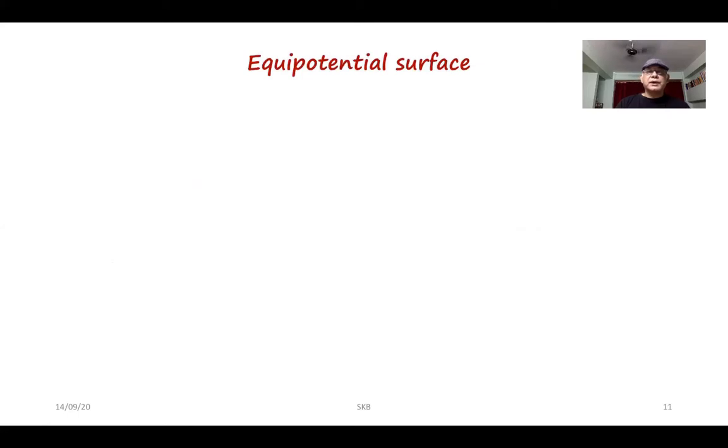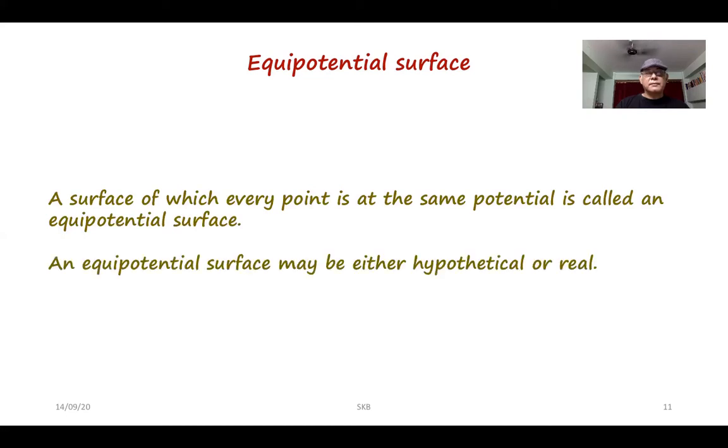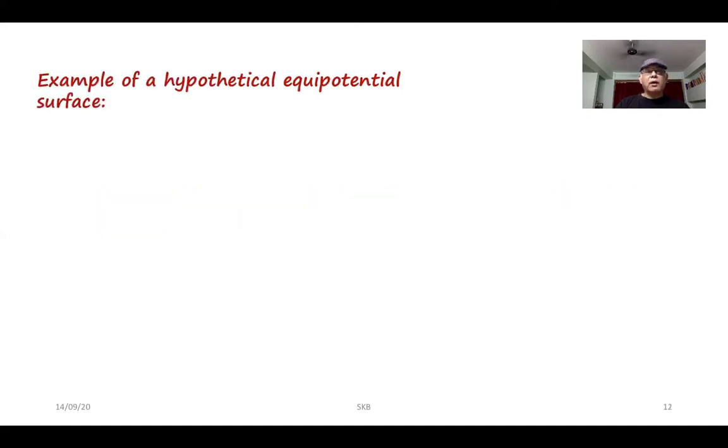Now come to equipotential surface. A surface of which every point is at the same potential is called an equipotential surface. An equipotential surface may be either hypothetical or real. Example of a hypothetical equipotential surface.